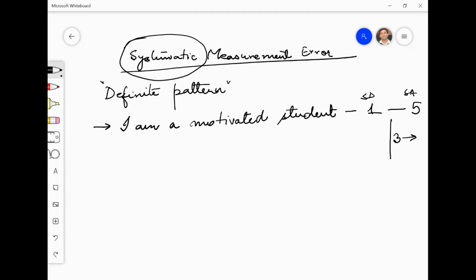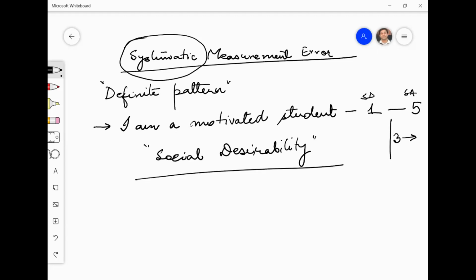This is actually called social desirability in survey design. Social desirability problem. So now you have introduced, because of the way you have developed your measure, a social desirability that has been introduced. So what is the outcome of systematic measurement error?